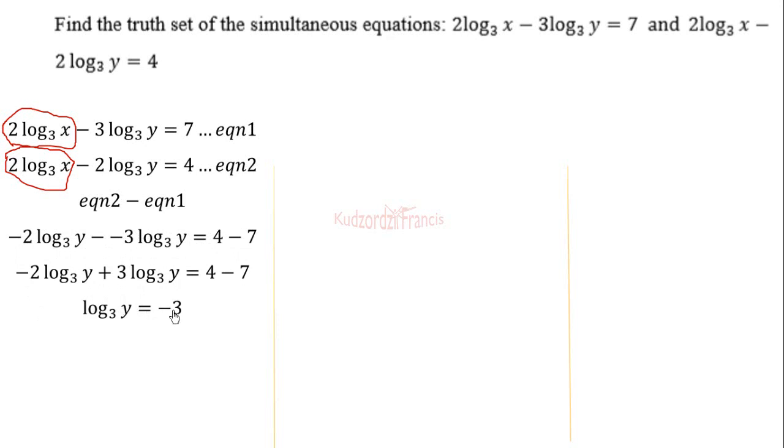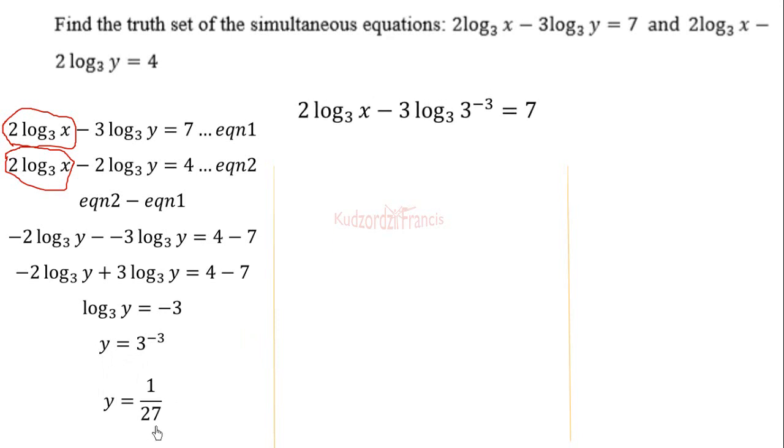Now you take the anti-logarithm or write it as indices. That is, 3 will come and raise this to get 3 exponent -3, and this is the same as 1/27, because 3 exponent -3 is the same as 1/3 exponent 3, and 3 exponent 3 is 27.